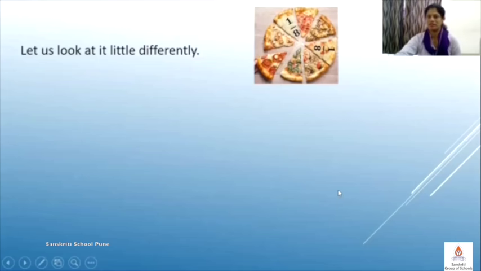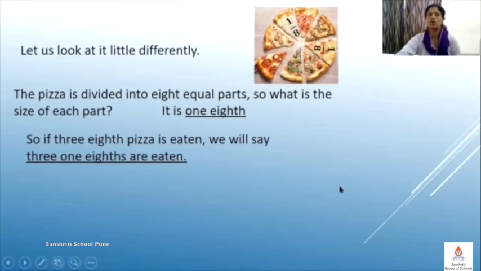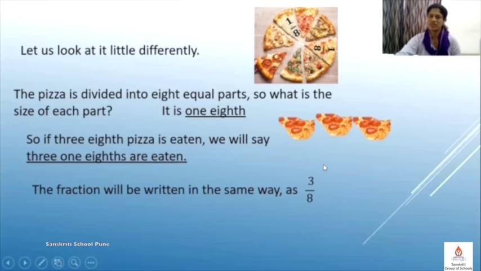But let's look at it a little differently. The pizza is divided into 8 equal parts. So the size of each part is 1/8. Right? Now, if you have eaten 3/8 of the pizza, we will say 3 times 1/8 are eaten. And how do we get it? This is the first 1/8 portion. This is the second 1/8 portion. And this is your third 1/8 portion. Altogether, it makes 3 times 1/8 part of your pizza. So the fraction is written as 3 upon 8.